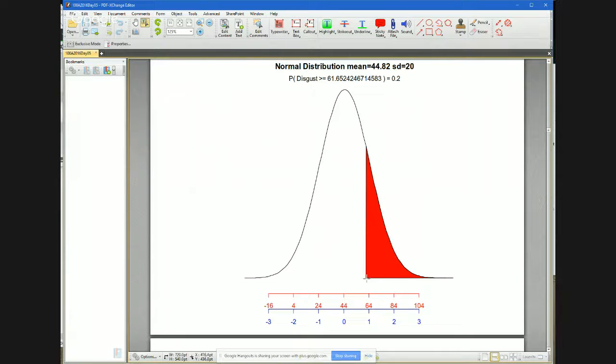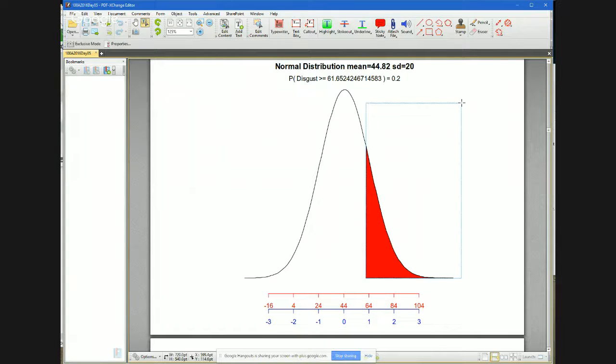So we just want to know, well, of all the scores that are going to happen, how many of them will be greater than some value? So that's why we ask the probability of disgust greater than this number. And so you just get this number and find this area. That's why it's shaded to the right, because we're trying to solve for the right side. We want to know how often will we get scores that are greater than 61.65.